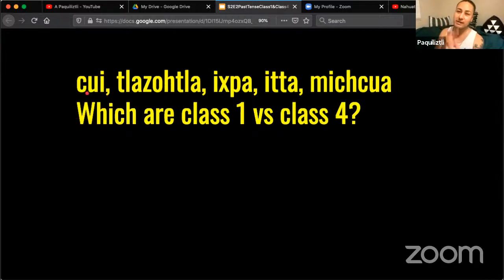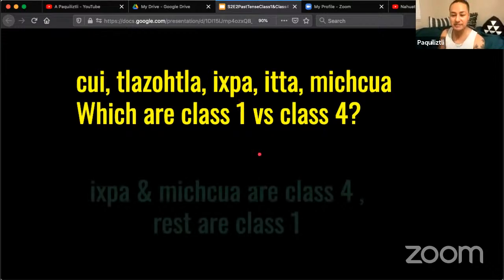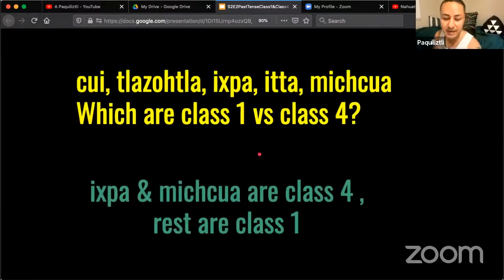So cui is to grab, quick, grabbed. Tlazotla, to love, becomes tlazotlak, loved. And Itta is one of the verbs we learned at the very beginning, which is itak. So all of these are class 1 except ixpa and Nimichcuah. Ixpa and Nimichcuah are the only class 4s because they're the pa and the qua verbs. All right.